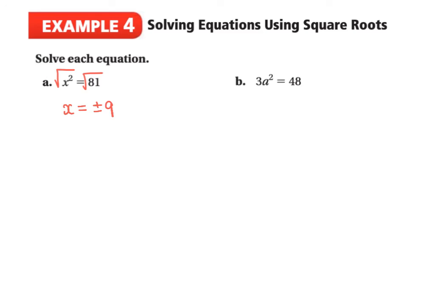And then for question B, before we can use the square root, what we have to do is divide both sides by what we have here, which is a 3. So we have to divide both sides by 3 so that this cancels out, and we get a squared is equal to 48 divided by 3, which gives us 16. And then to solve for a, we're going to find the square root of both sides, and we get that a is equal to the square root of 16, which is 4, so positive or negative 4.